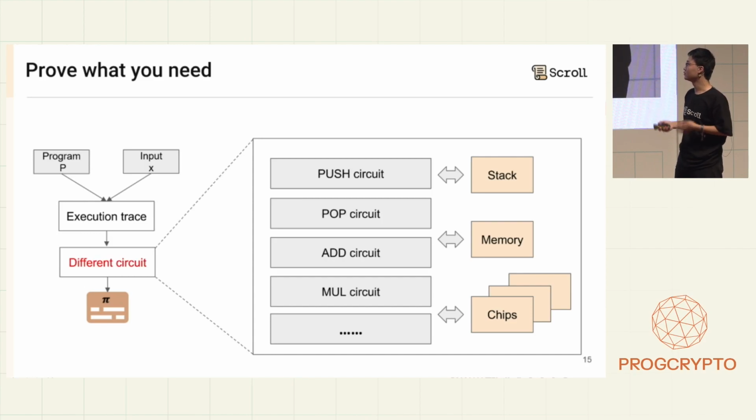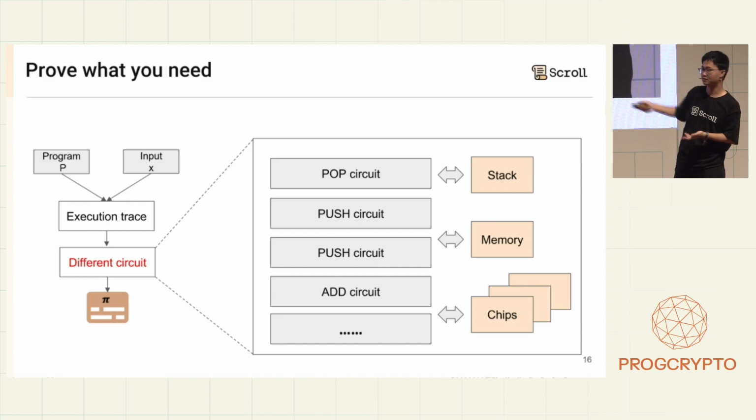And then for your circuit, you just construct a different circuit to prove. For example, you have a push circuit. Imagine the push circuit is very small, and then you put push there, pop, add, and more there. So you basically only prove for what you need. And every time a different execution trace will result in a different circuit because you have a different sequence.